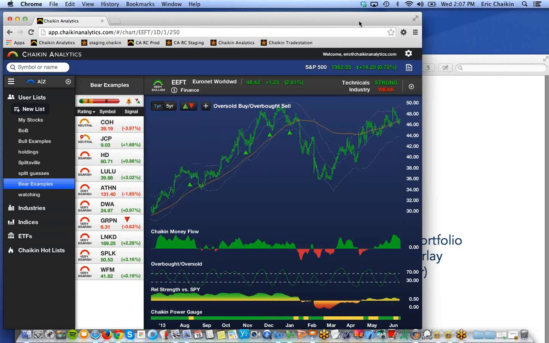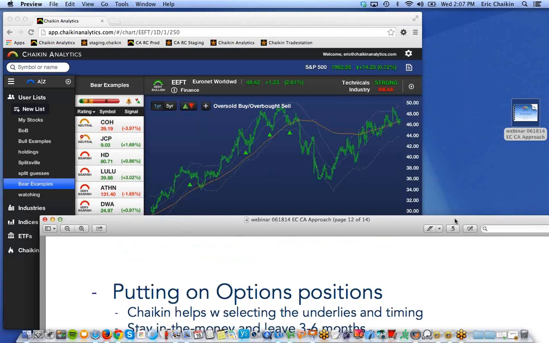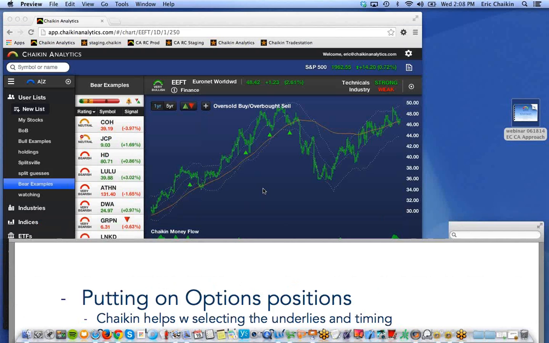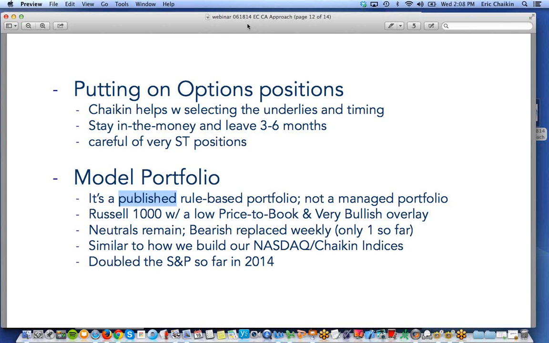You can use Chaikin to both select stocks and set targets. And for timing, when you put on these options positions, you have to remember Chaikin's an intermediate term tool. It's not a day trading tool. It can be used for swing trades on the order of weeks, but you need to give yourself enough time for the math to work itself out.